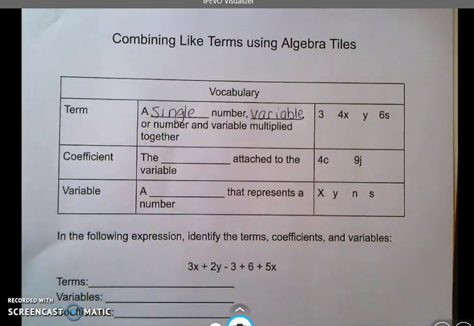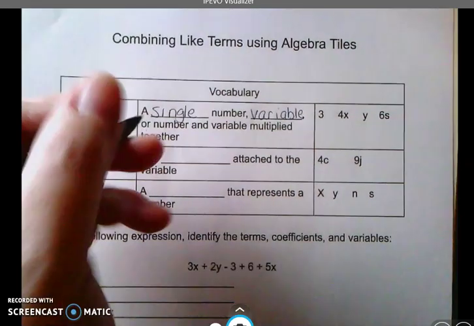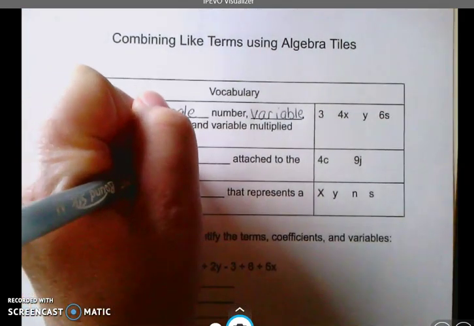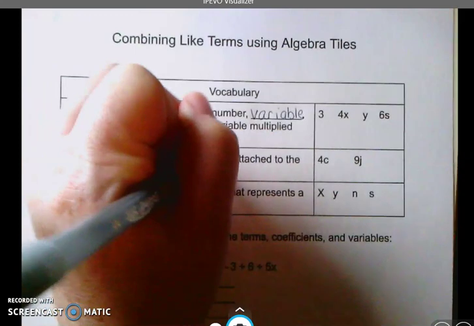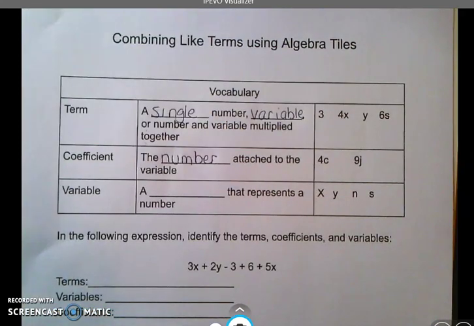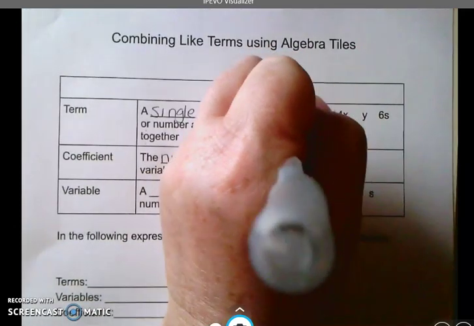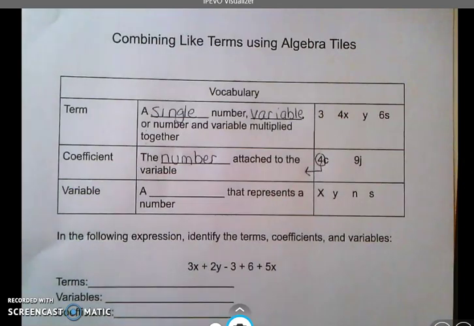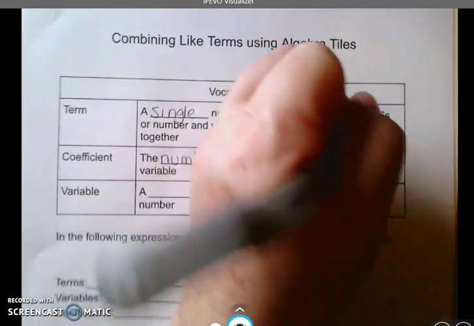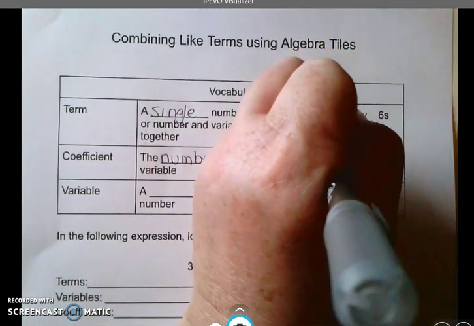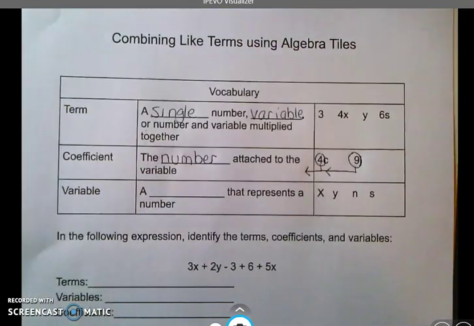The next one is coefficient. A coefficient is the number attached to the letter. So in 4C, what is the coefficient? Good, 4. It's the number attached to the letter. In 9J, what is the coefficient? 9. It's the number attached to the letter.